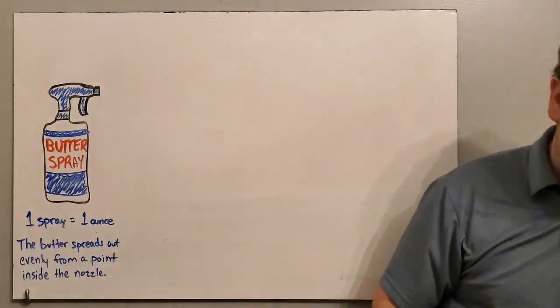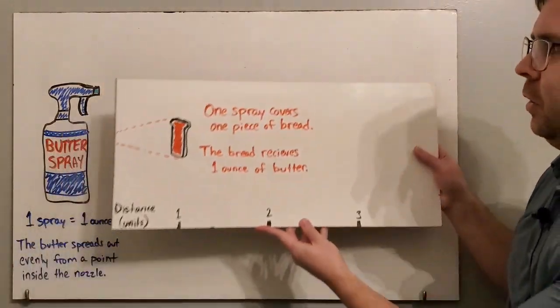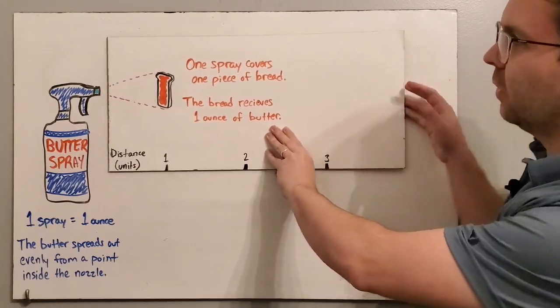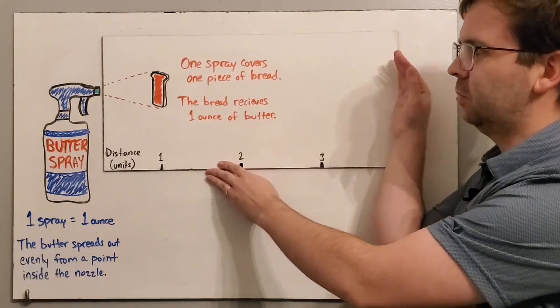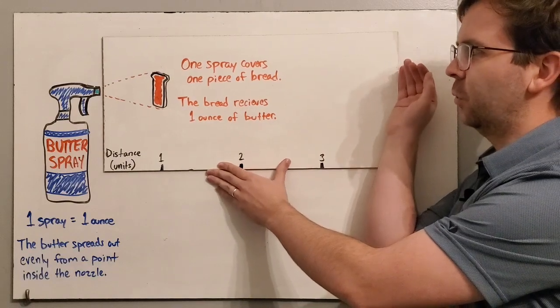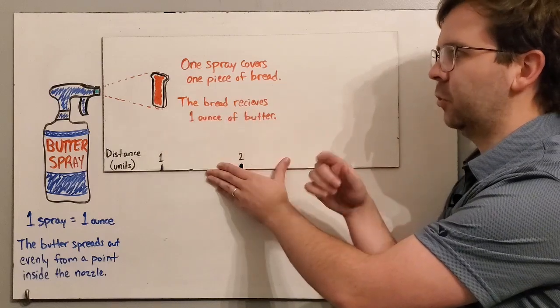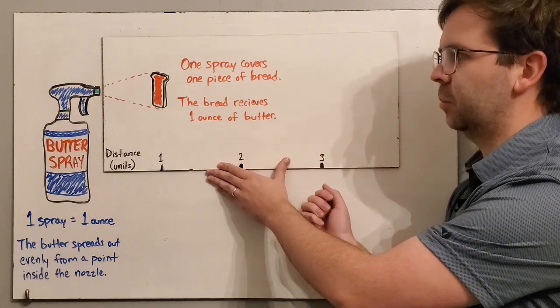So if this was the case, then let's say that you took a piece of toast and placed it at a distance so that it was exactly the right spot, that it got exactly 1 coat of butter, 1 ounce of butter on it. Okay, so 1 spray covers 1 piece of bread here, and that piece of bread receives exactly 1 ounce of butter, spread out evenly on the piece of bread.